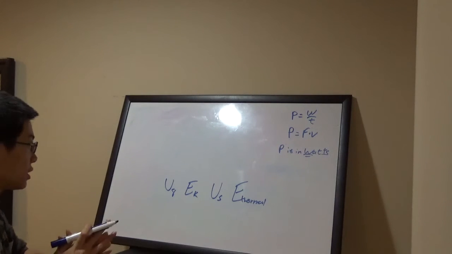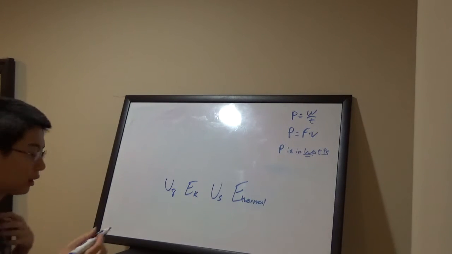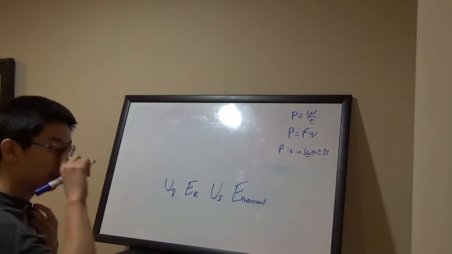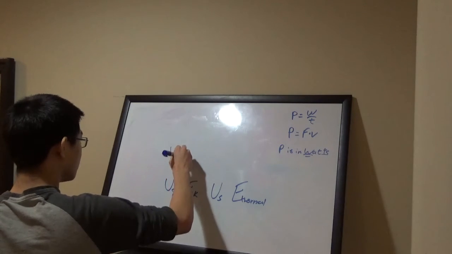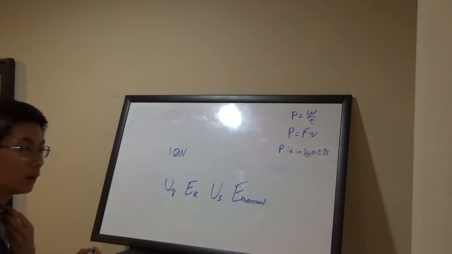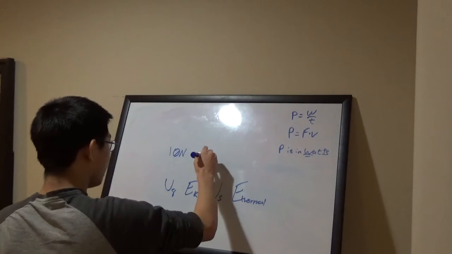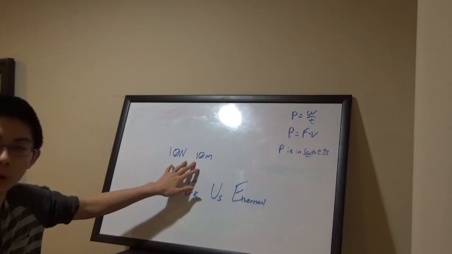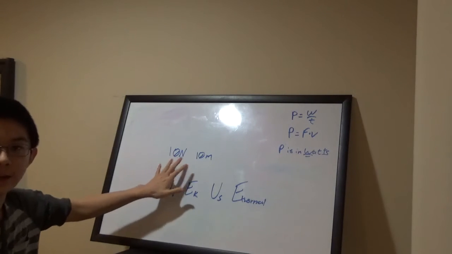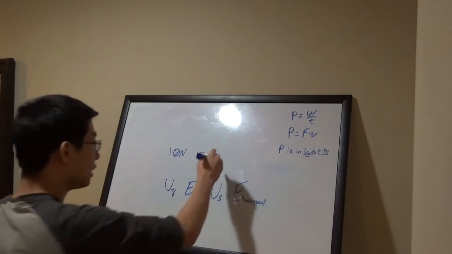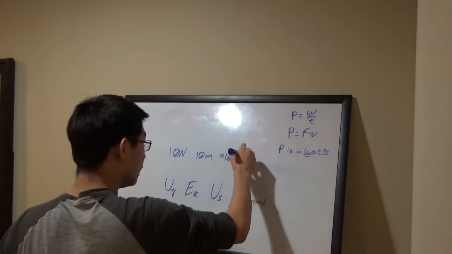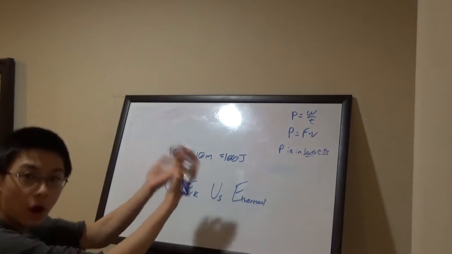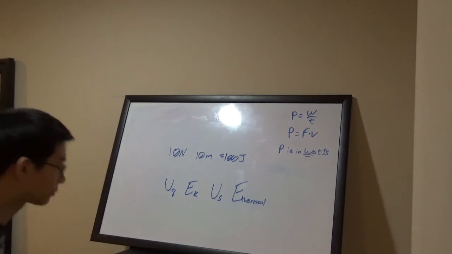So let's say we had a frictional force that was 10 newtons, and it was acting on us for 10 meters, and then we wanted to calculate the change in internal energy. Well, friction did work, right? Friction did how much work? 10 newtons times 10 meters, so that's 100 joules of work. So we would say we had an increase of 100 joules of internal energy.